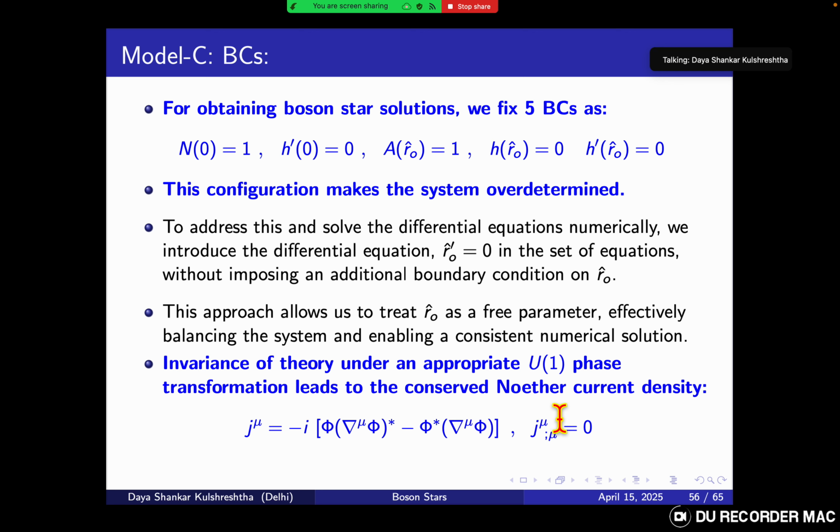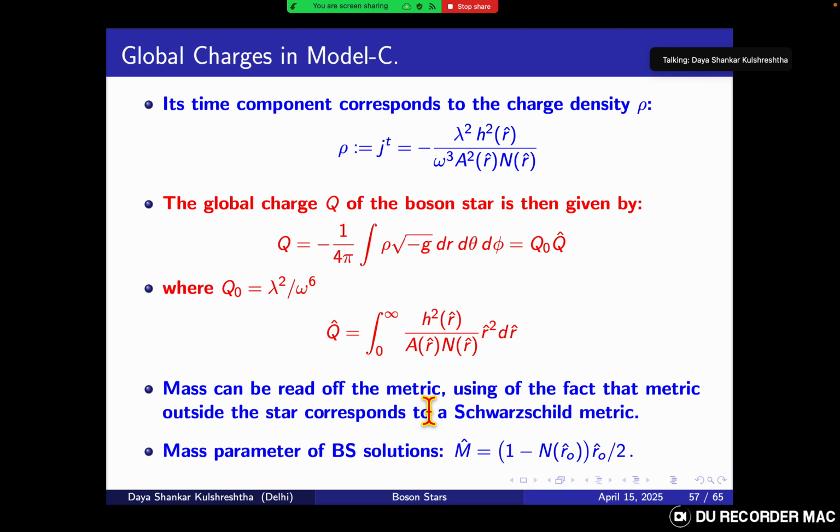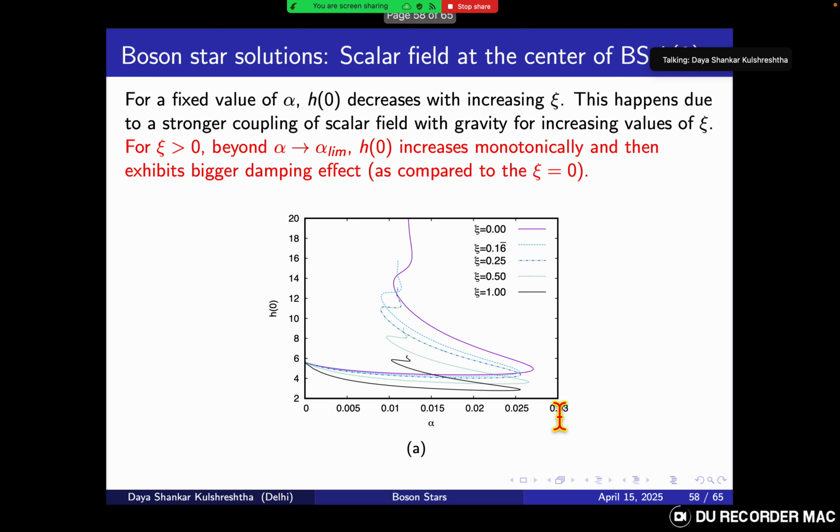So because it's a global symmetry and not a local symmetry as it happened in the first 2 cases, you again obtain the global charge of the boson star and the mass parameter m of the boson star. With that, then I just present a few results.